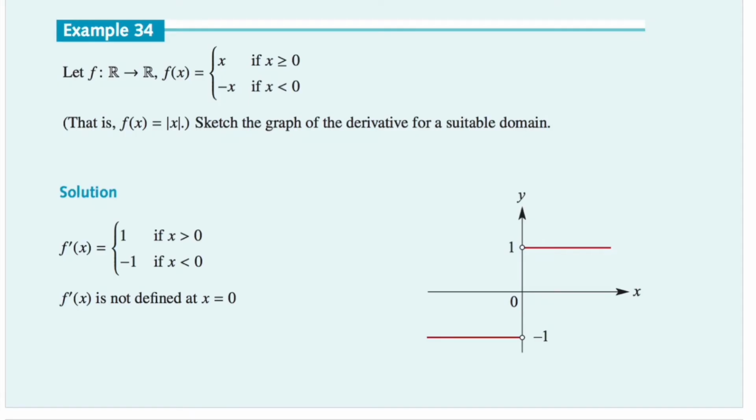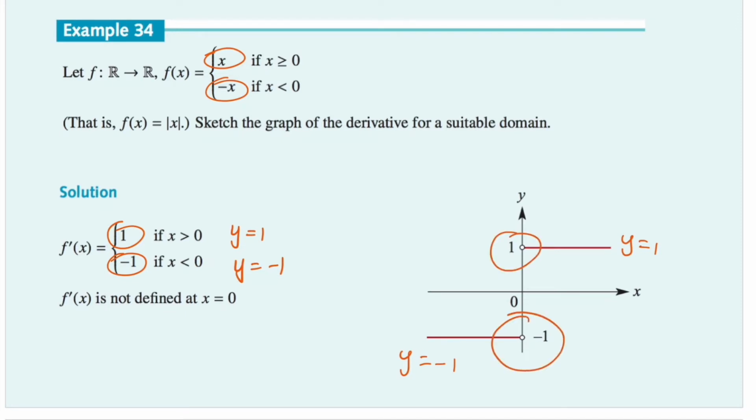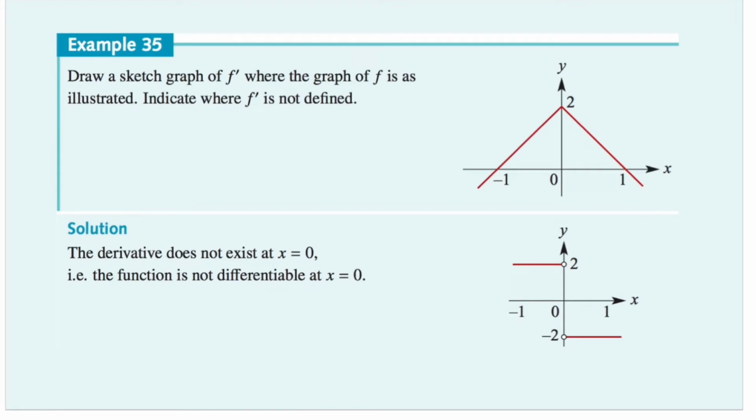Alright, for this function, we can figure out the derivative functions. The derivative of x is 1, and the derivative of negative x is simply negative 1. Sketching these two functions, y equals 1 and y equals negative 1, we have the following graph. So basically two horizontal straight lines at y equals 1 and y equals negative 1. It's clear that the derivative does not exist at 0 since the derivative function is not defined. So that's our conclusion.